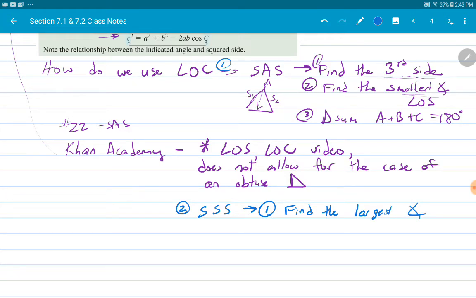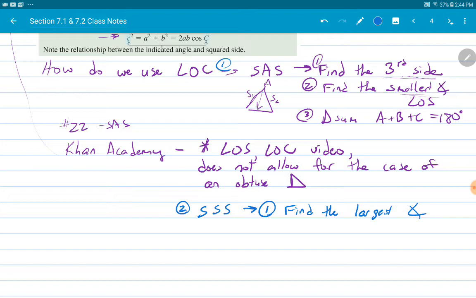And Khan Academy, that is not what he does. So I'm not going to share that video with you because I don't want you to watch that one, because he does not start with the largest angle. He has a special situation where he's looking at a ramp, and it's not solving for the whole triangle. He's just solving for that acute angle, and he knows it's acute. So we don't have that situation in our book. We're looking to solve a whole triangle, including the possibility of an obtuse triangle. So I'm not going to share that second video with you.